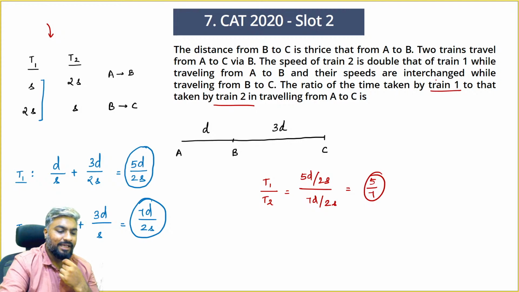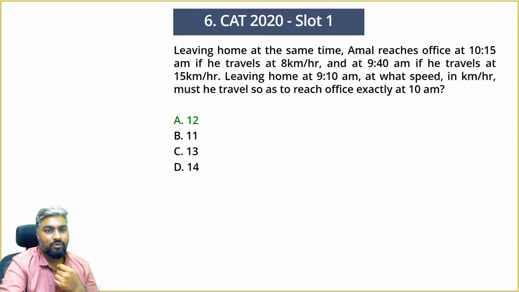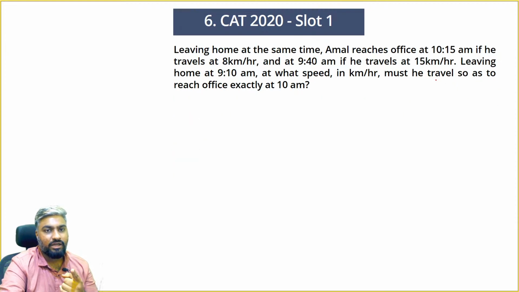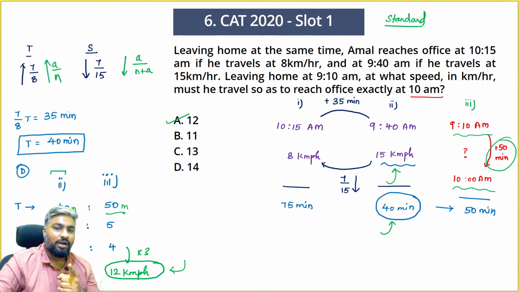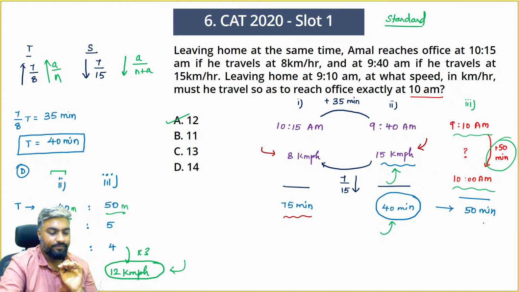Tariq, the previous question was 15 kilometers per hour in 40 minutes. Please read the situation carefully. I'll show the screen to you once more. Look at this. 40 minutes, the speed is 15 kilometers per hour. 8 kilometers per hour will be 40 plus 35, 75 minutes. 15 kilometers per hour, 40 minutes. So 12 kilometers per hour is 50 minutes. Done.